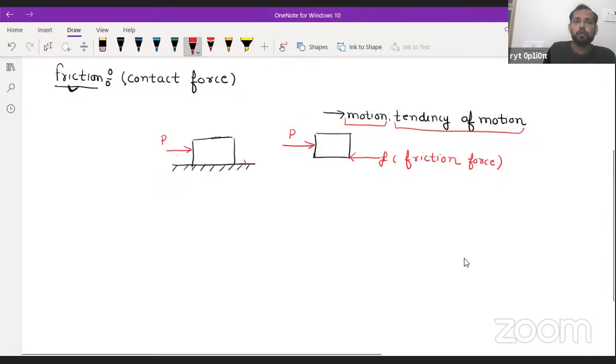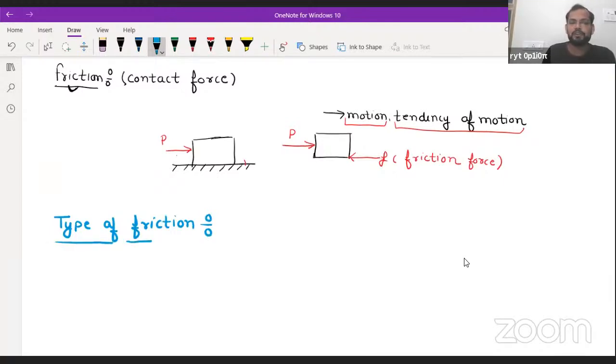So right now we are going to discuss the types of friction. Fine. So what is the heading? Next heading is types of friction. Can anybody tell me what are the types of friction? Please respond. What are the types of friction?